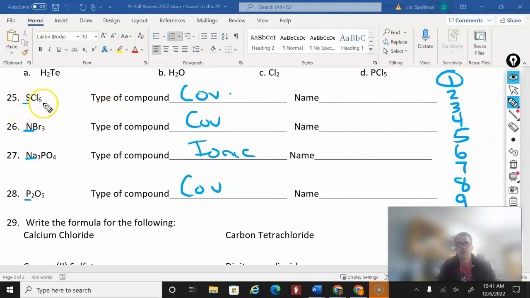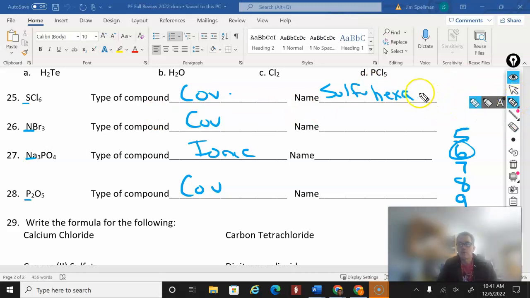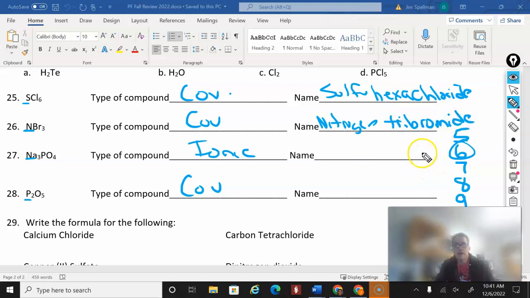So number 25, we put these together. I've got one sulfur, so that would just be sulfur. And I've got 6 chlorines, so I need to use the prefix for 6, which is hexa. And then I need to take chlorine and change it into the IDE version of chlorine, which is chloride. 26 was also covalent, so we need prefixes. Again, no mono at the beginning, so it's just nitrogen. And then 3 bromines is tribromide, IDE ending. 28 would also have prefixes because it's covalent.